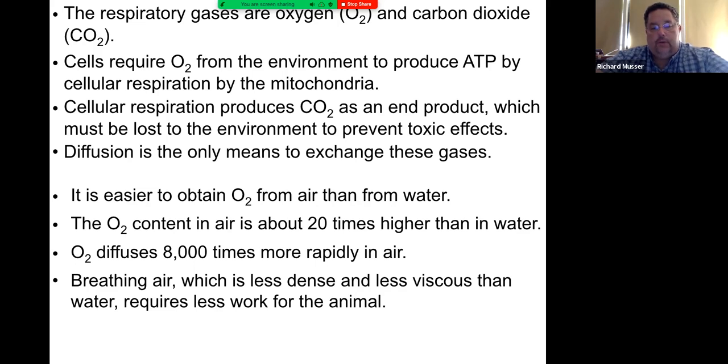Oxygen, again, diffuses much more rapidly in air than in water. In fact, about 8,000 times more rapidly. But again, if you're dealing with water, it's a lot more viscous and so forth. So you have to have other modifications like gills.